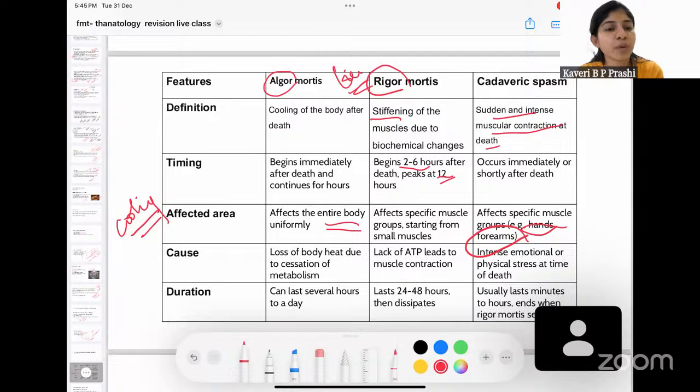Coming to the next point, cause. What is the cause of algor mortis? Loss of body heat due to cessation of metabolism. So when metabolism stops, all the functioning stops, there won't be any heat that is produced in the body, because of which there is going to be cooling of the body.